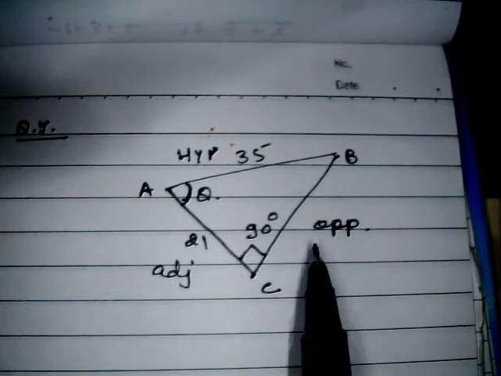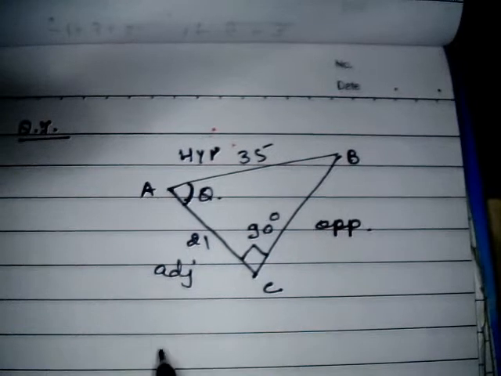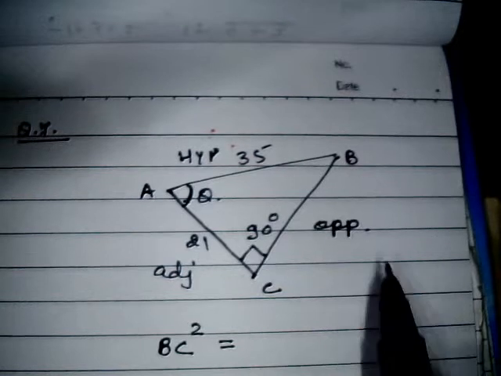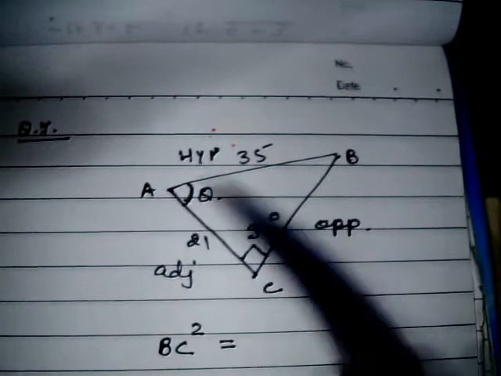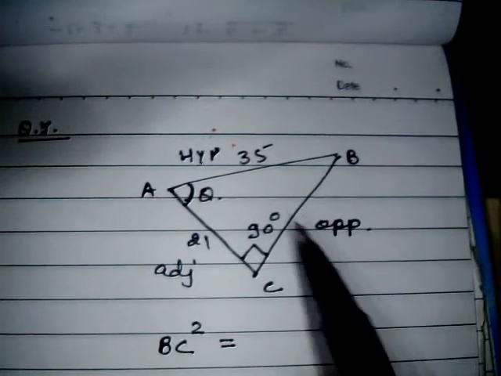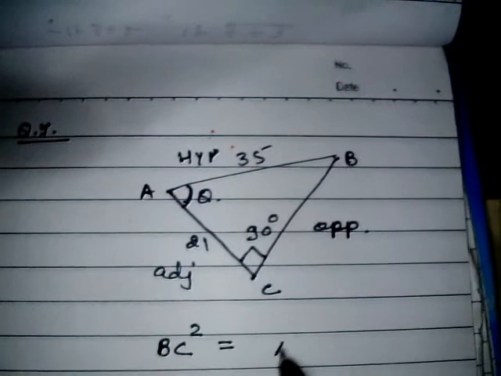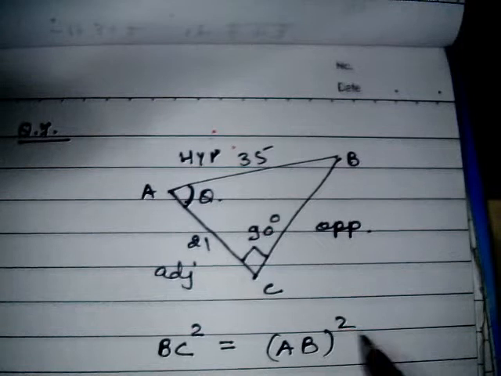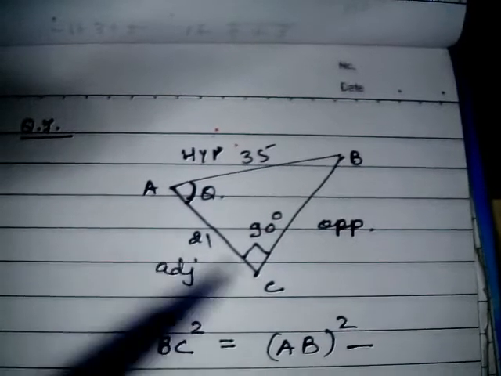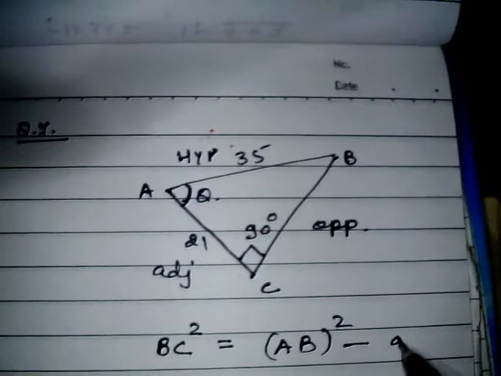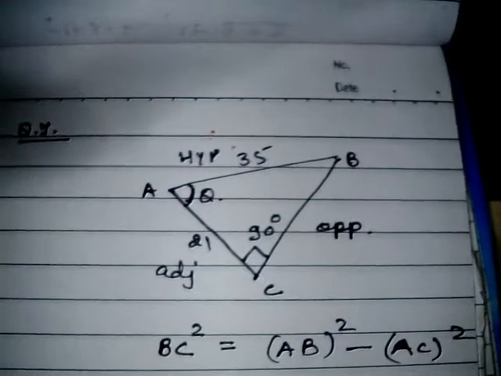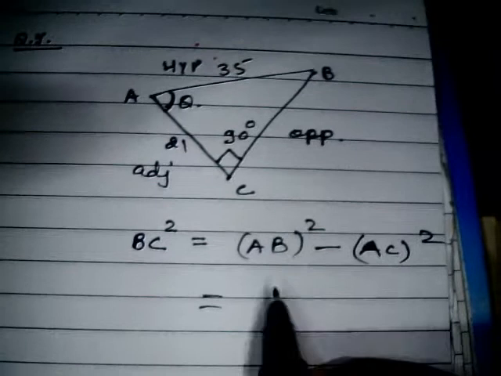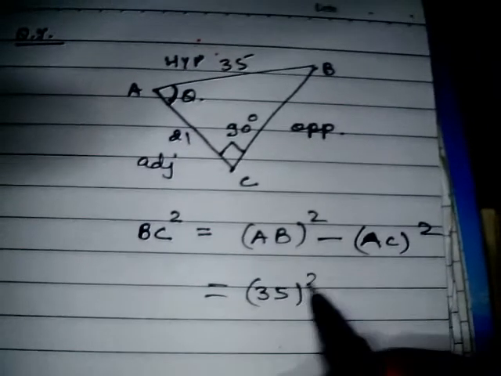Over here I need to calculate the opposite. BC square equals opposite square equals always hypotenuse square. The hypotenuse is over here, AB square. The hypotenuse is the longest side in a right angle triangle, so AB square minus adjacent square, and adjacent is AC square. Okay, now I am going to plug in the values. What is the AB value? The hypotenuse is 35, so 35 square minus 21 square.